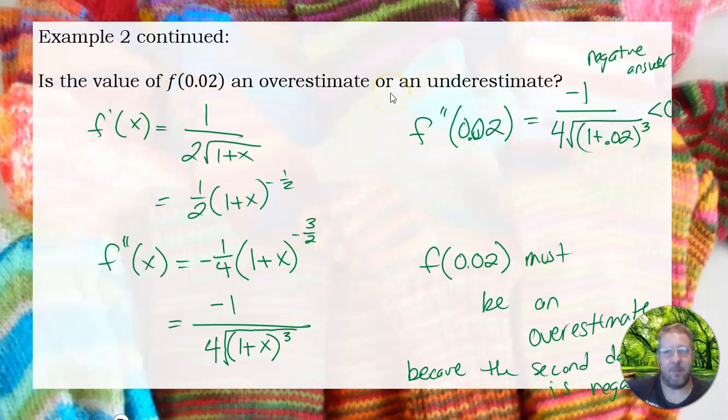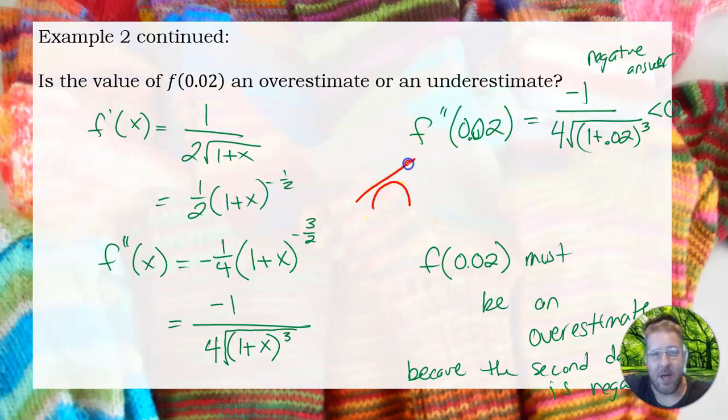All right, so let's do example number 2. This is just a continuation of the last question. We had the first derivative already. So if we find the second derivative, we end up getting this. If we plug in 0.02 into that second derivative, the whole point of this is to determine if the second derivative is positive or negative. Well, it's going to end up being negative because a negative divided by a positive is a negative. If it's a negative, we know it's like a negative x squared. The tangent line is always going to be above it. So that's going to be an overestimate.